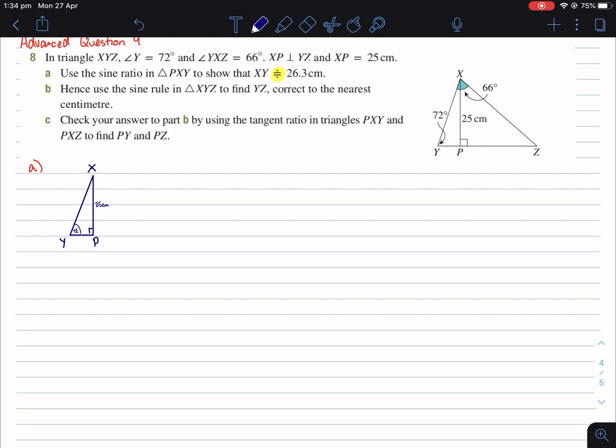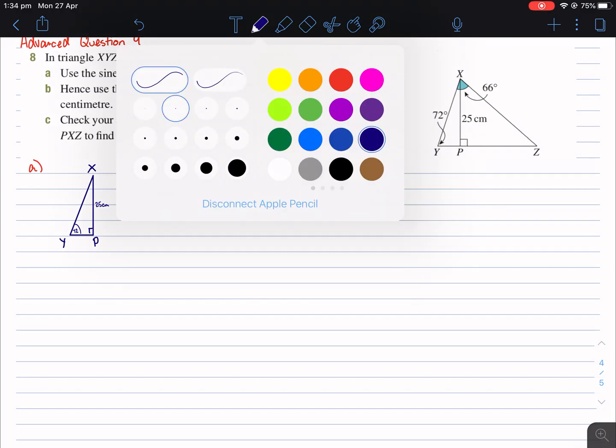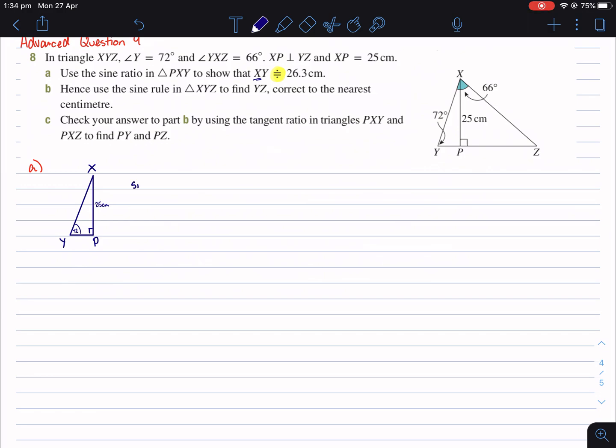And they're asking us to find xy. So that's the hypotenuse in this case. So we're going to say that sine 72 equals opposite, so 25, over the length xy, which is our hypotenuse. So xy equals 25 over sine 72, which means xy, well, when we put it in our calculator, it's going to be approximately that. And let's use the same notation they have. So that's an equal sign with a dot above and below, so that means approximately 25 over sine 72, yeah, 26.3. Cool.